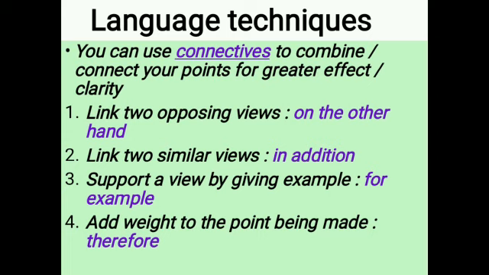Look at page 167 and learn how connectives are used to highlight a point or purpose. These are useful while presenting an argument for greater effect or clarity. For example, connectives used to link two opposing views: on the other hand. Connectives that link two similar views: in addition. Connectives that support a view by giving an example: for example. And connectives that add weight to the point being made: therefore.